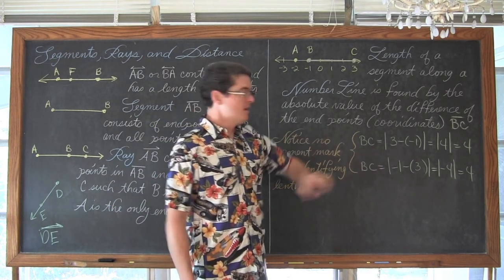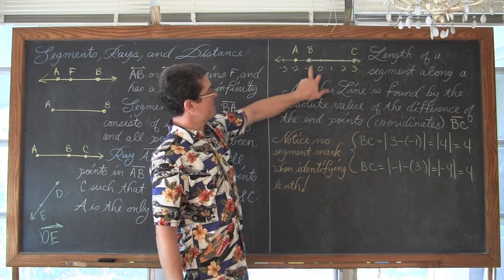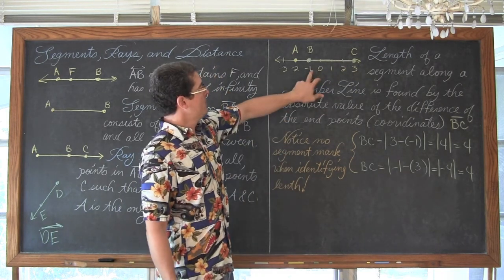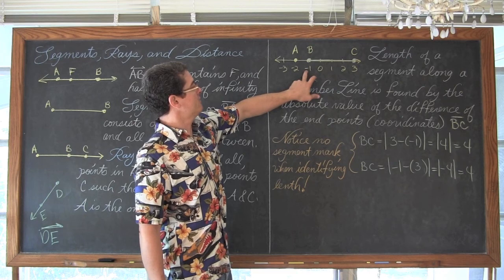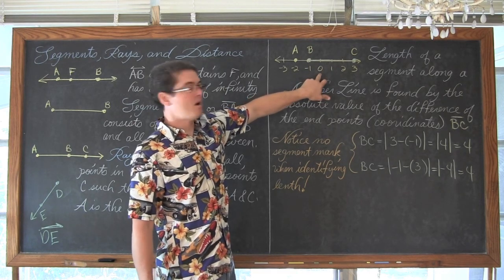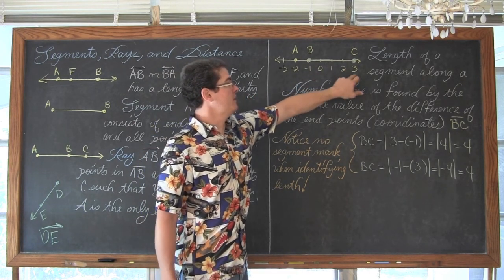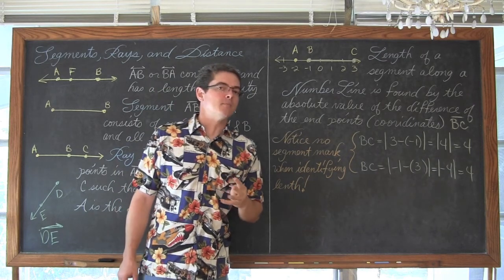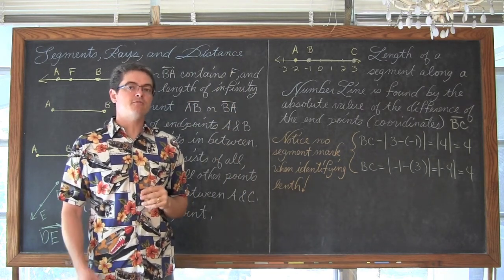So for the length of BC, we can see it goes from -1 to 3, and we can count it out. Starting from left to right at -1, there's a movement of 1, a movement of 2, a movement of 3, and a fourth movement along the number line. So the length of that segment is 4.